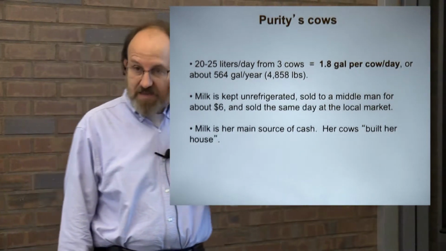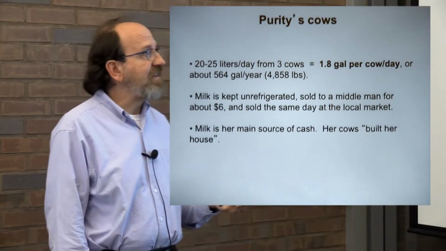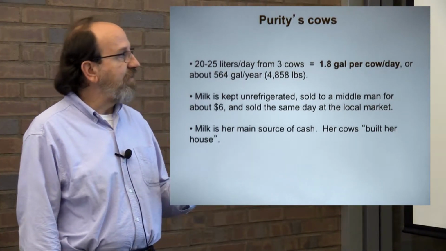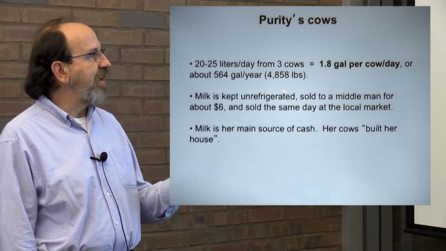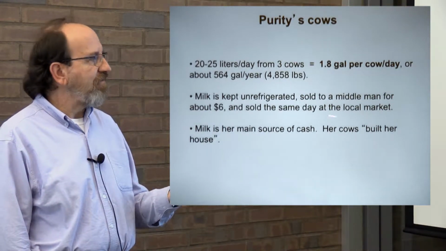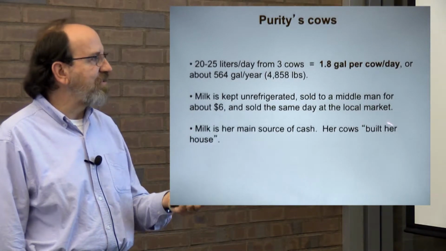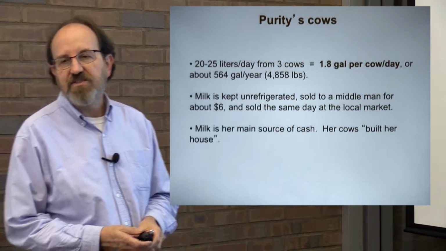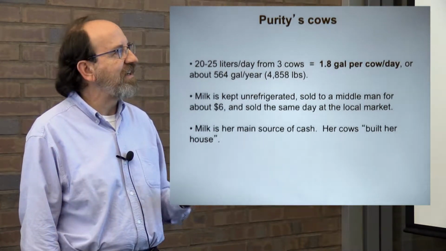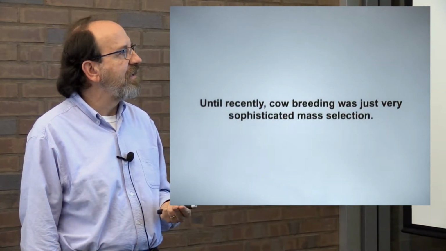Now, because we're talking about Kenya here and not the United States, there is in fact no infrastructure for keeping this milk cold. So the milk has to be sold immediately. It's kept unrefrigerated, sold to a middleman, and sold at the local market. But remarkably, nevertheless, those 3 cows are Purity's main source of cash. Very low-yielding cows, but nevertheless important for her livelihood.